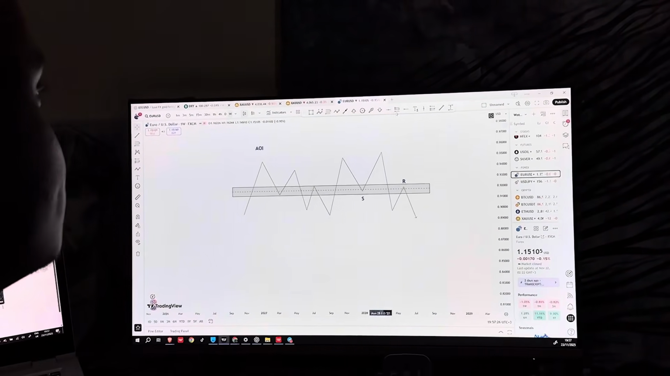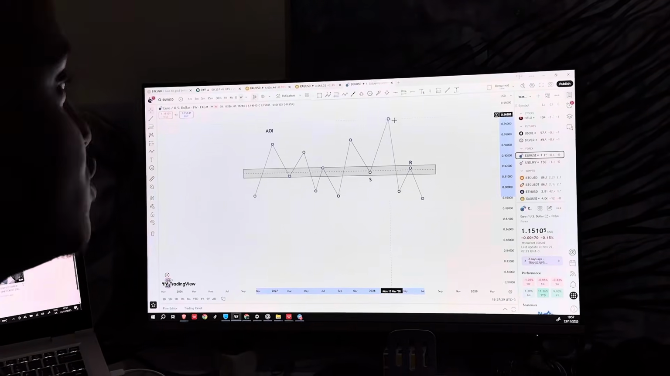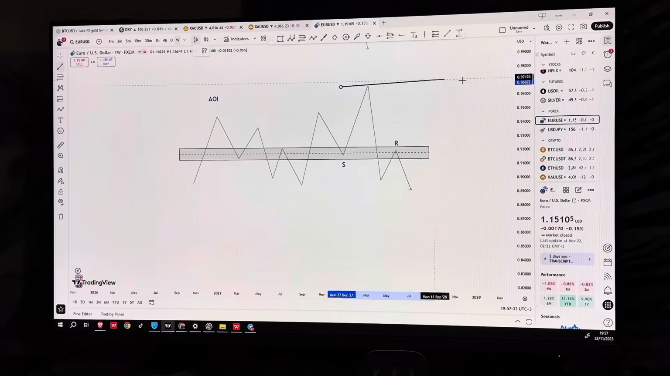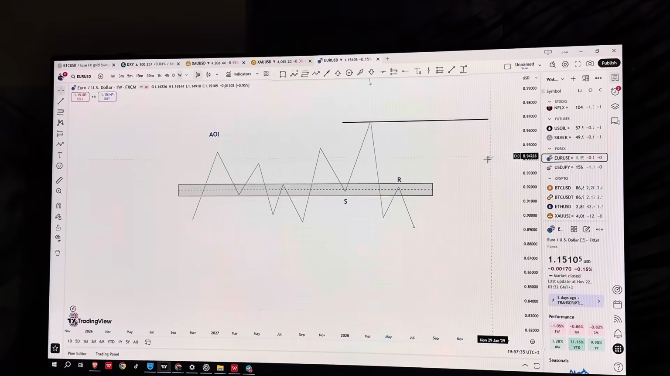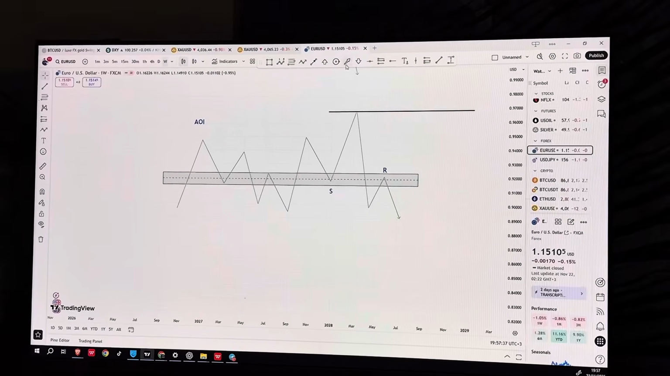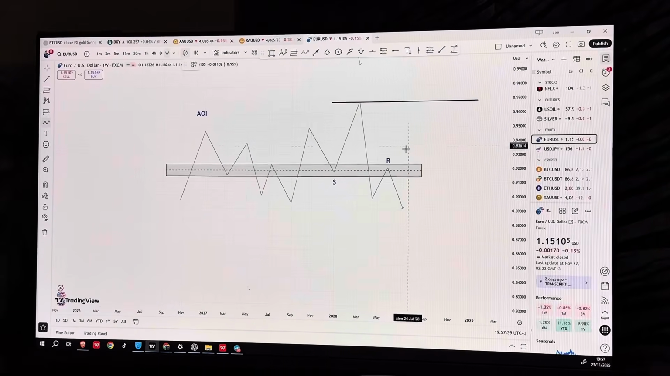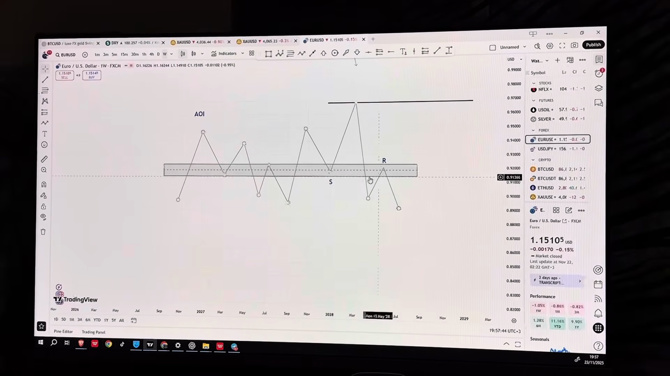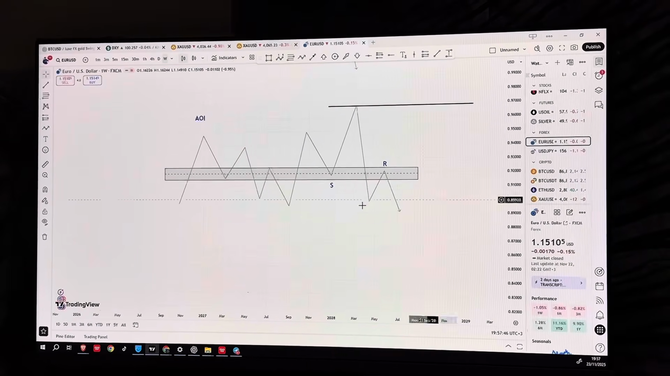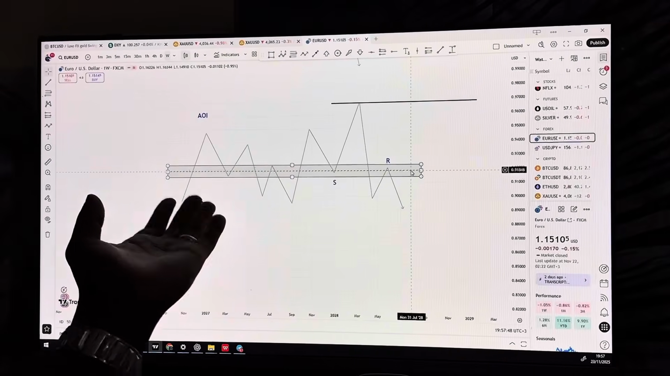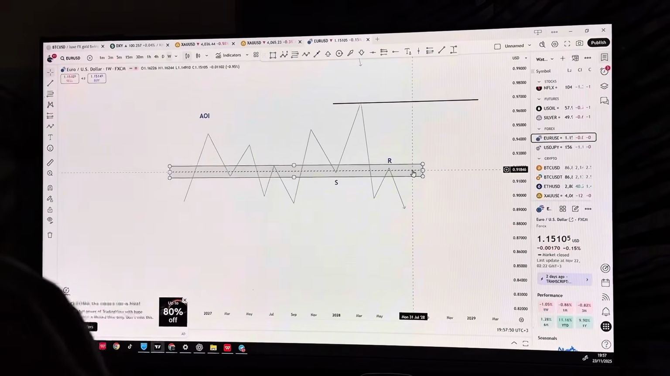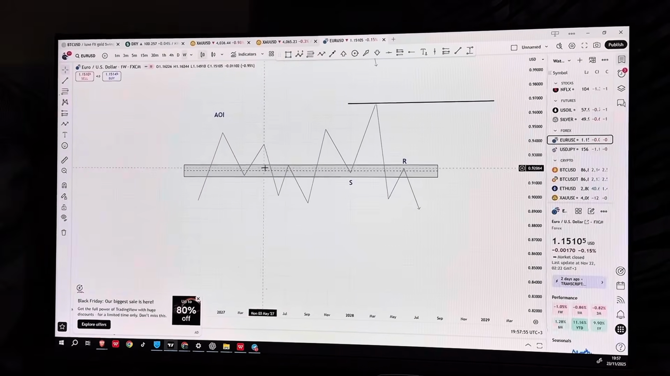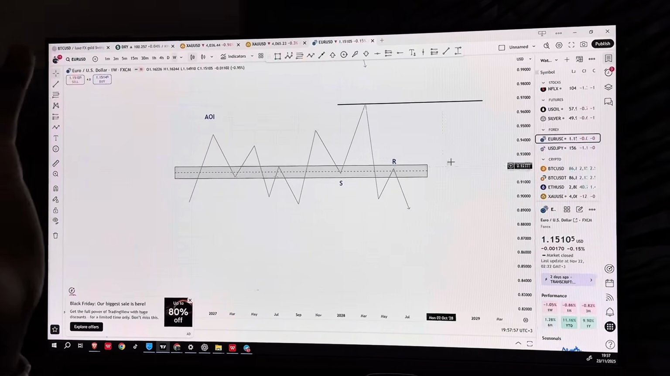So assume this is your resistance and you want to sell. You won't just wait for the market to reach this point in order to sell. No, you'll look for your selling opportunities at your area of interest, because when the market reaches this point, the market must react. So this is area of interest. Any point that has a resistance and a support is your area of interest.